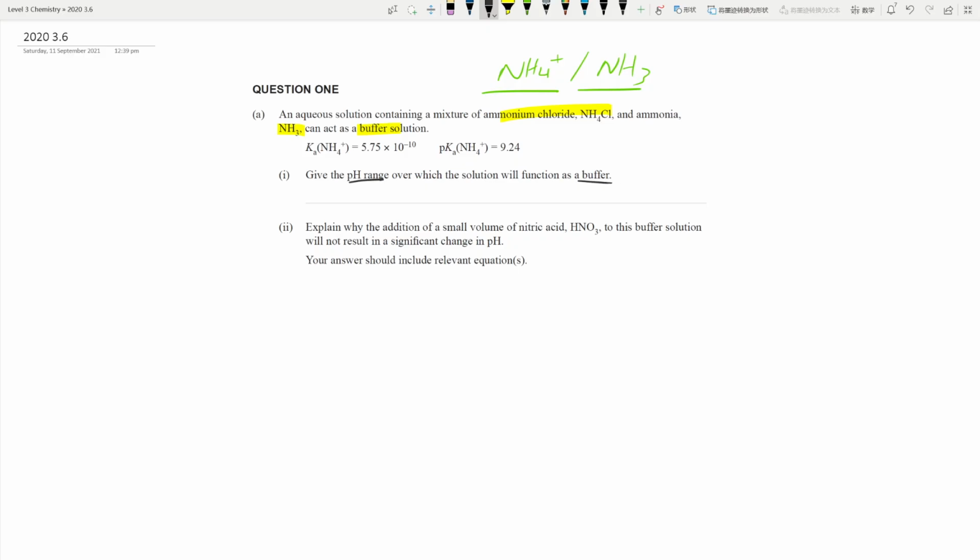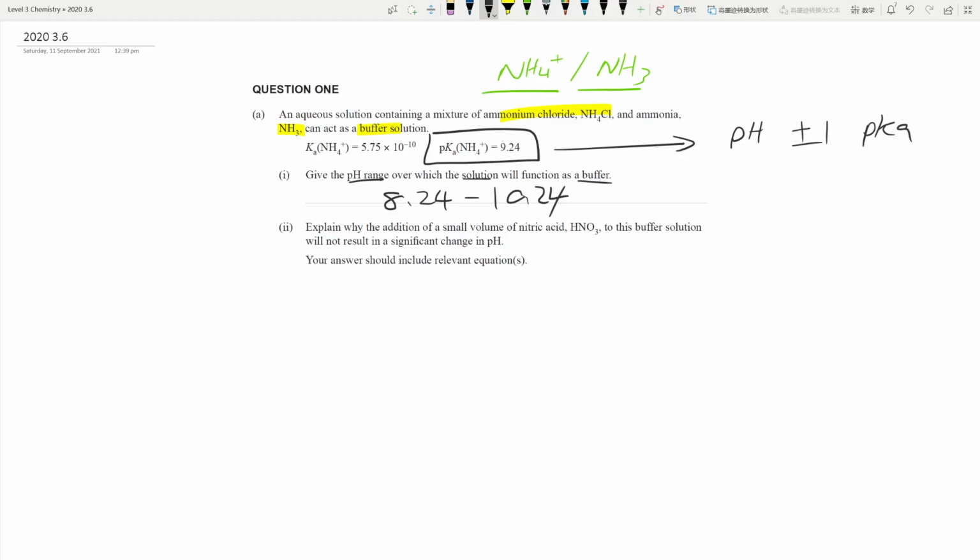Calculate the pH range over which the solution is useful. The pH range will be between 8.24 and 10.24. You may ask, how do you know that? How a buffer works is that the useful pH range will be plus or minus 1 of the pKa. Just remember that, it's a very easy trick.